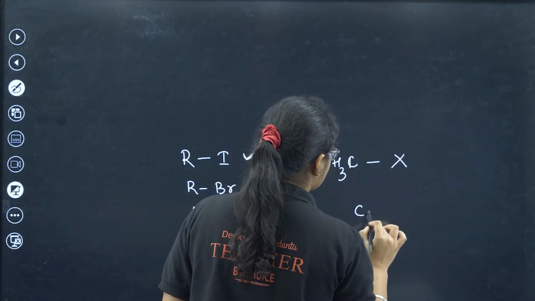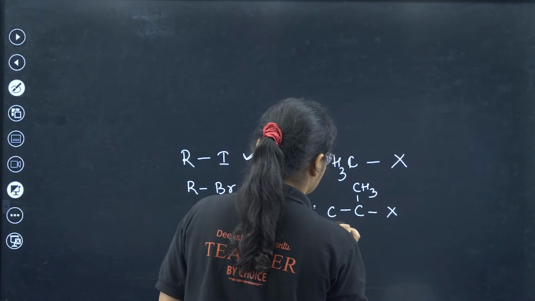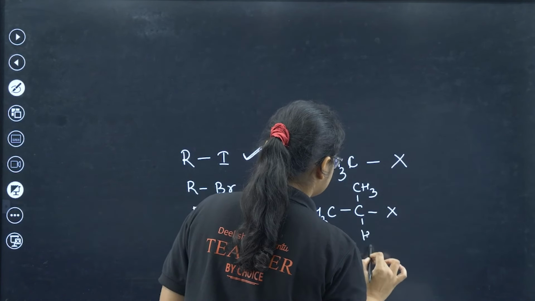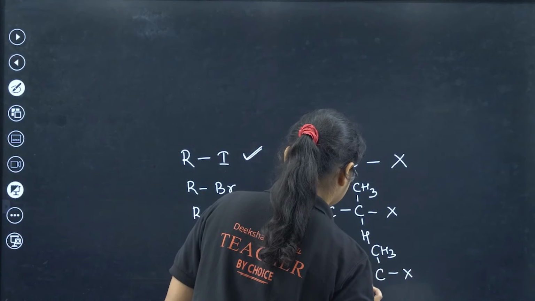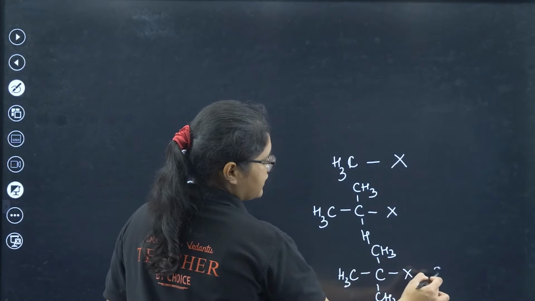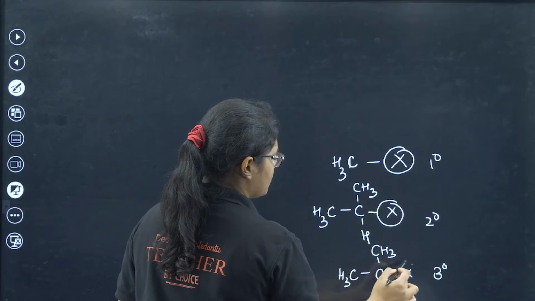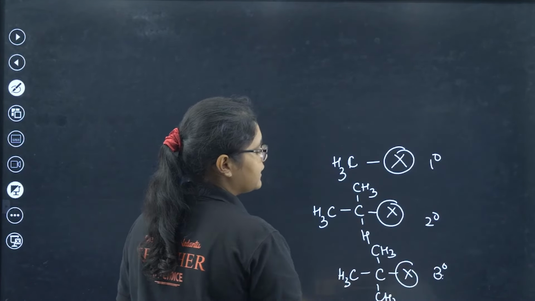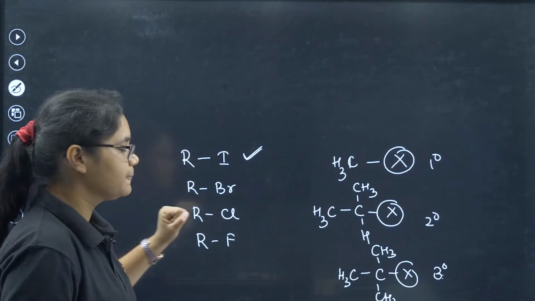Now if you have this X same, you have CH3X, and you have CH3 whole X. Now you see this is 3 degree, this is 2 degree and this is 1 degree. When the X is same, or when the leaving groups are same, this 3 degree will be more reactive than 2 degree, and 2 degree will be more reactive than 1 degree.